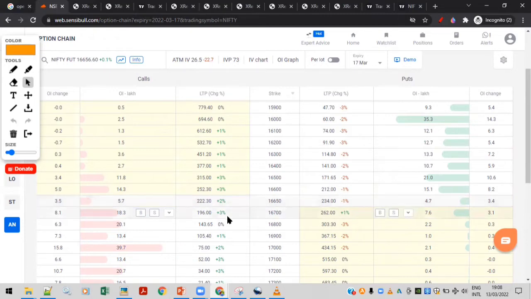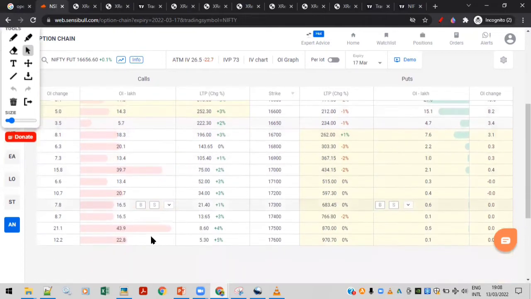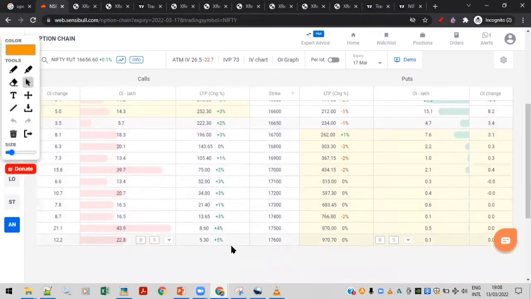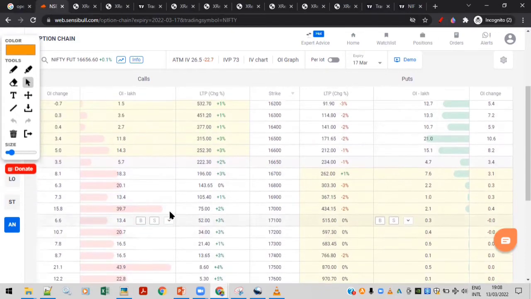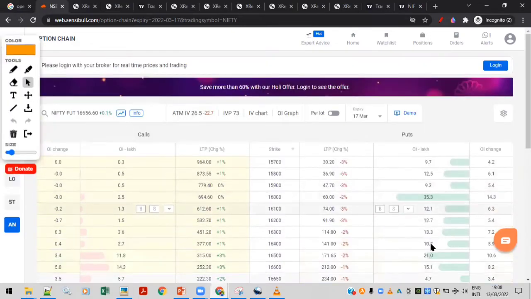So this is how you need to identify the resistance and support. Major support is 16,000 and major resistance is 17,000. Second major resistance is at 16,800 with 20 lakh call writers, and second major support is at 16,500. So these are the two key levels that you need to watch.